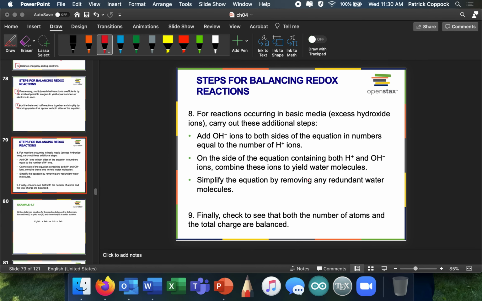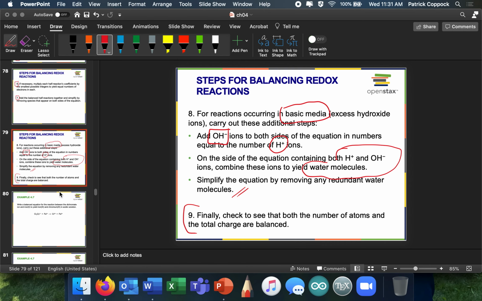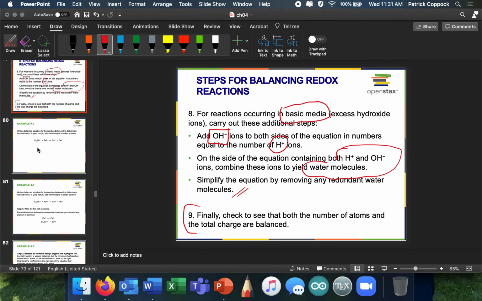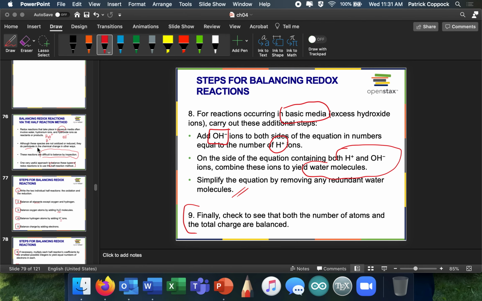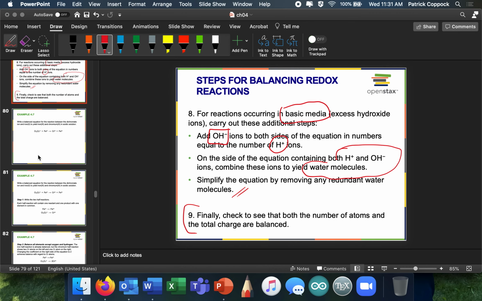If we're doing things in basic media, if we're told to do it in base, after we're done with all that, then we add enough hydroxides to get rid of all of the H pluses to make them waters. On the side of the equation containing H+ and OH minuses, we combine these to yield water molecules, and we simplify by removing water molecules. And then last thing we do is we check everything and make sure everything's balanced. So let's do an example. I know that was really fast, but you can rewind the video. You can write those steps down. I do recommend it, actually.